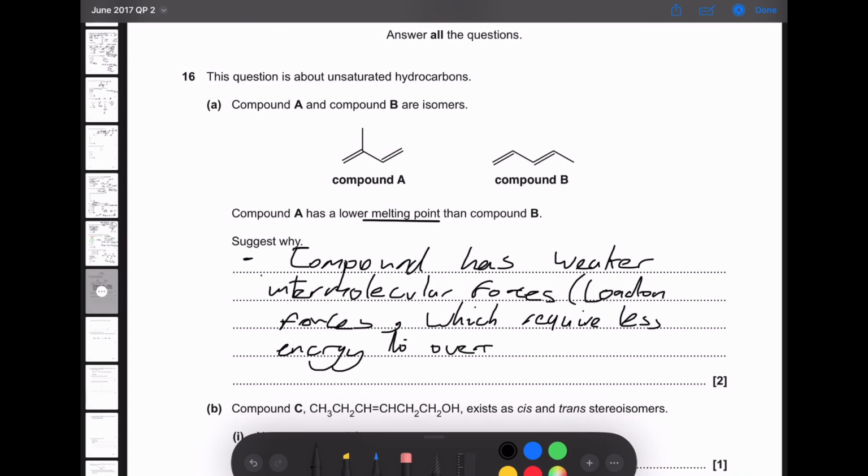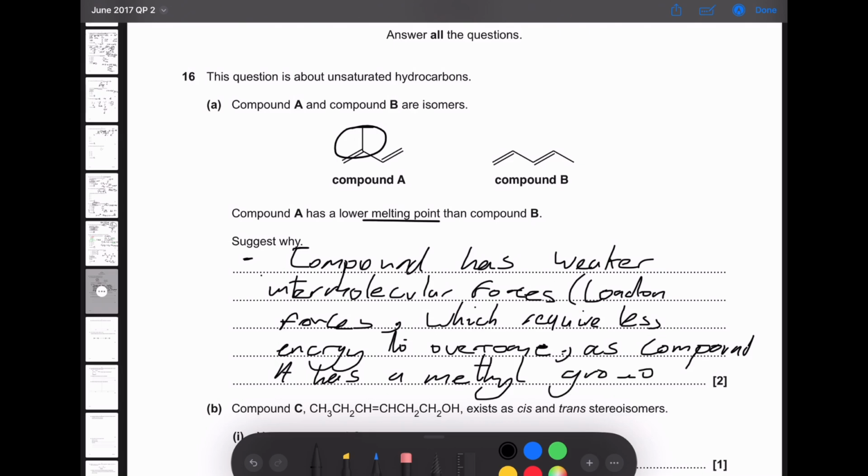Well, we can look at our question. What's the only difference between compound A and compound B? Well, it's this methyl group here. So, as compound A has a methyl group, so has a lower surface area.